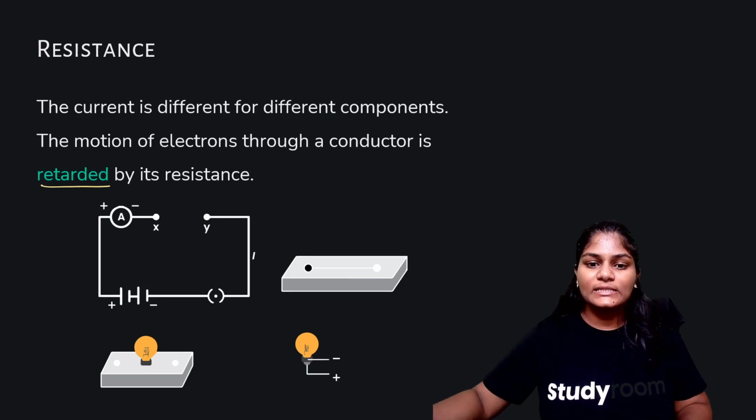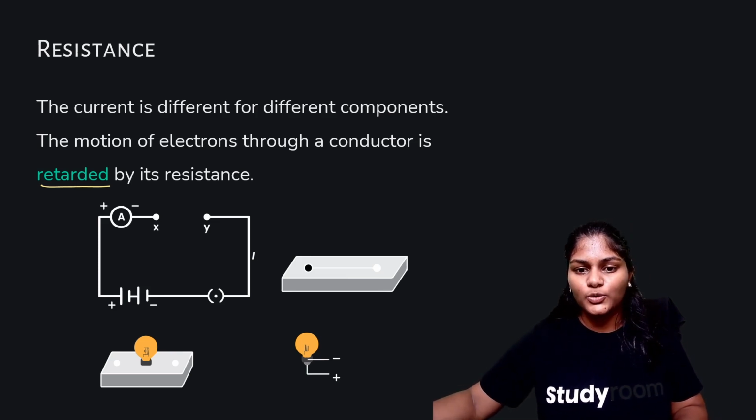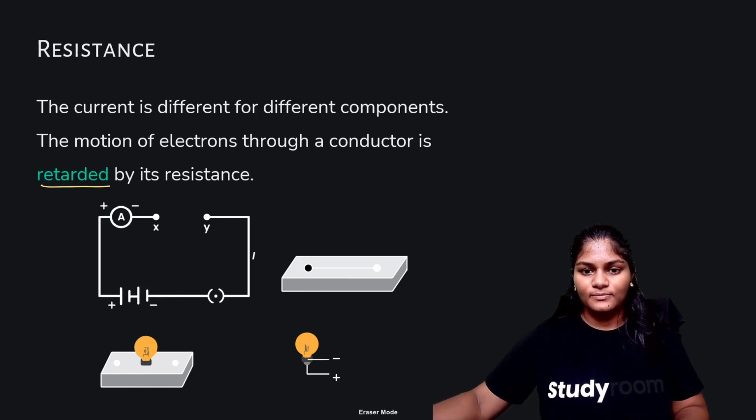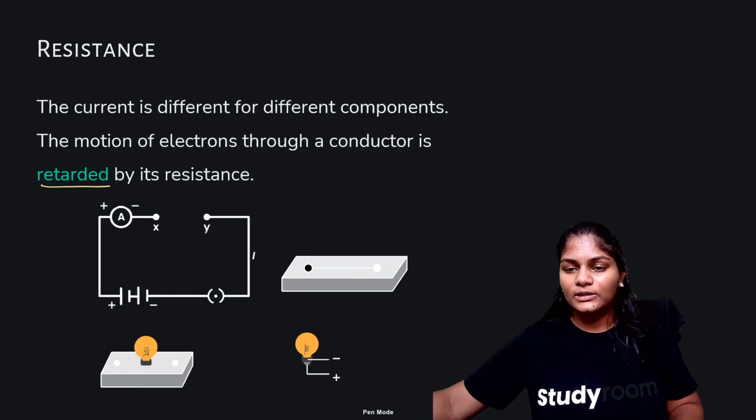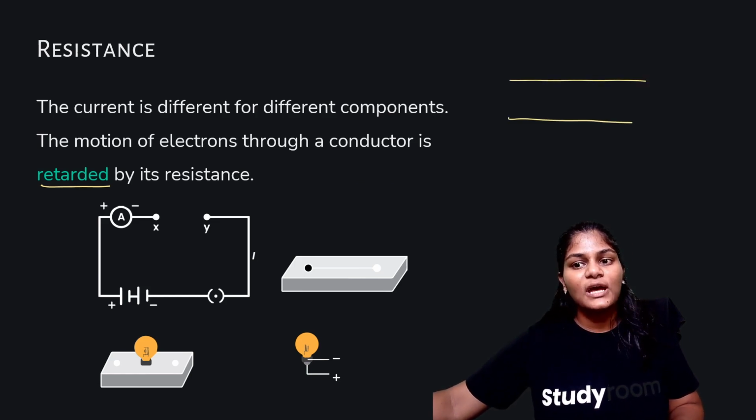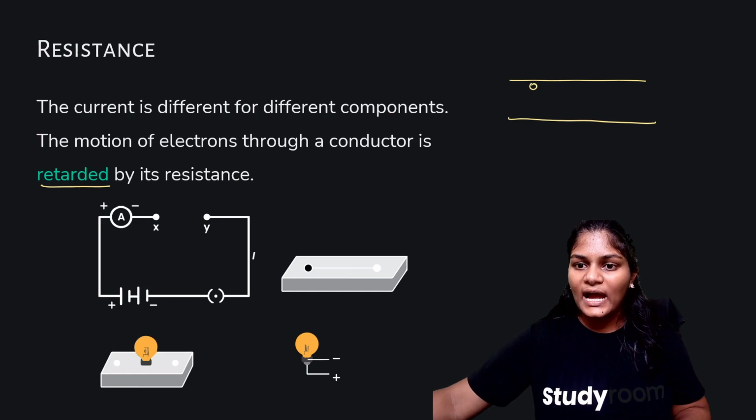And why is resistance provided? If you basically look into a conductor, if I cut out the conductor like this and make it bigger, say this is a small wire, I've just magnified it. So these are the atoms in the conductor. These are very closely packed, obviously.